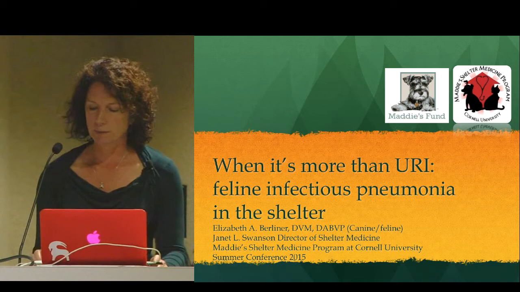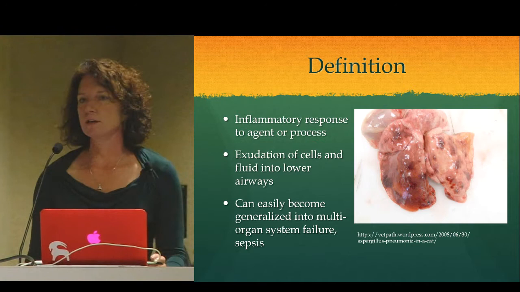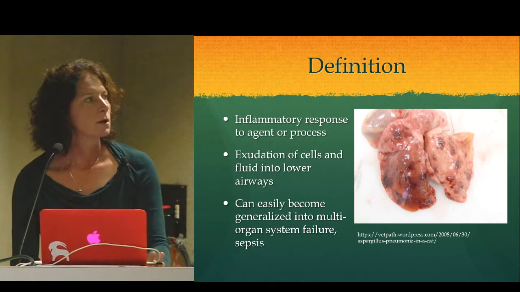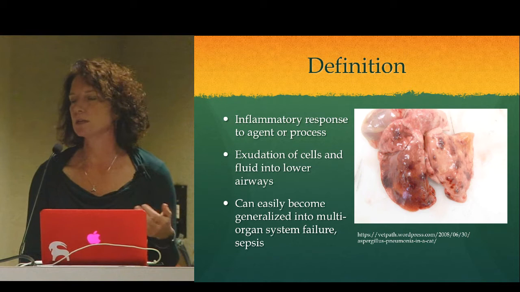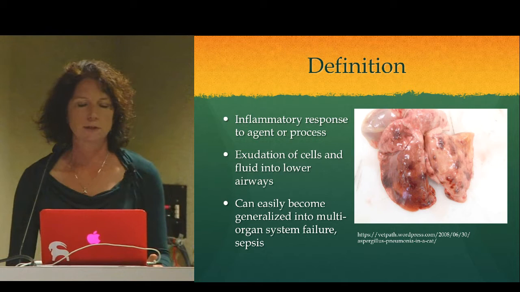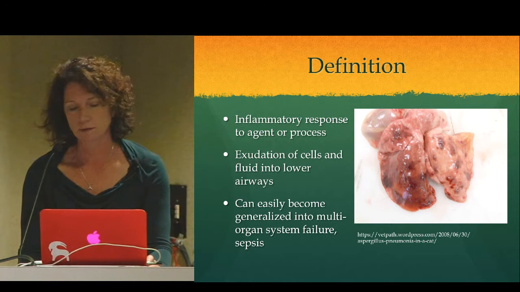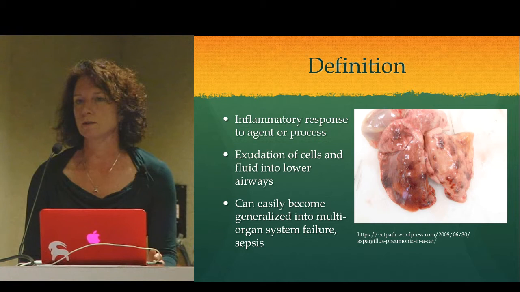Not to hit a bunch of veterinarians over the head with definitions, but just to make sure we're all on the same page, with pneumonia we're really looking at an inflammatory response to an agent or a process. Although I'm going to focus on agents today, probably one of the more common ones, and one of the first things that comes to mind, is always aspiration pneumonia, right? Post-anesthetic aspiration pneumonia or something like that. I'm not going to focus on that specifically. I'm really looking at agents in this talk. It's usually an exudation of cells and fluid into the lower airways. So that's really your definition of what pneumonia is.